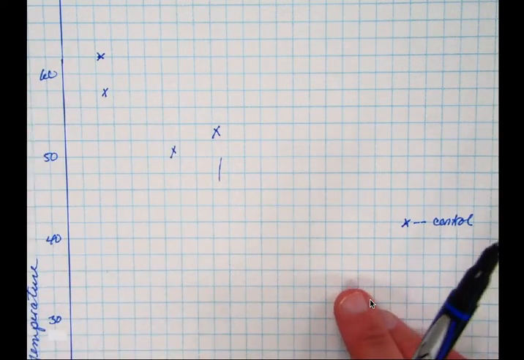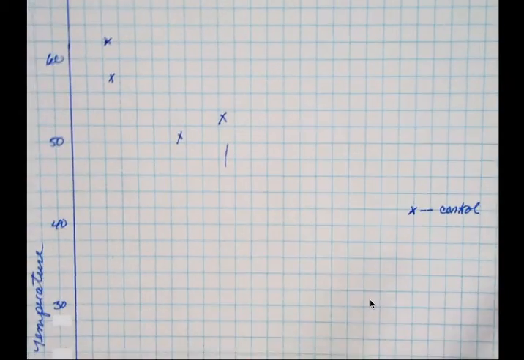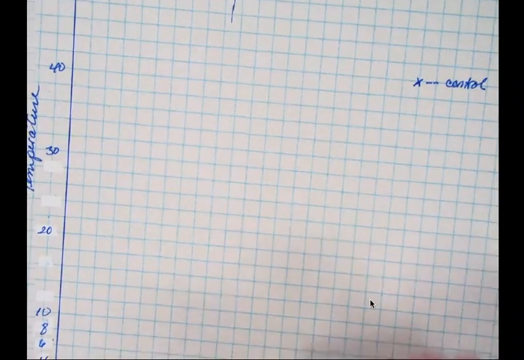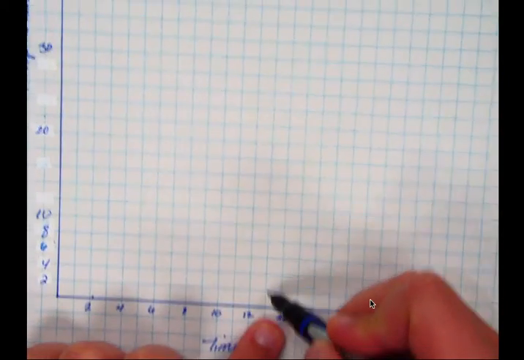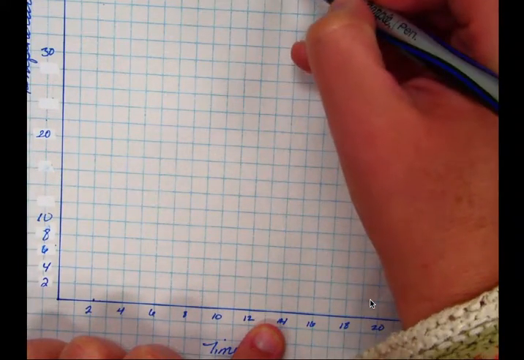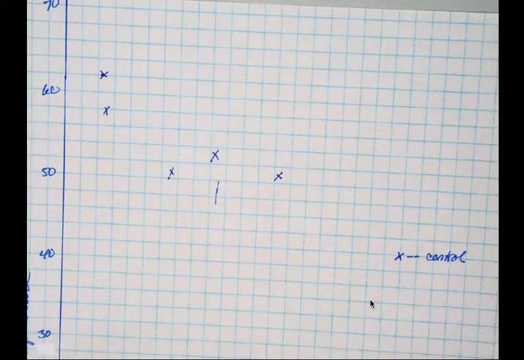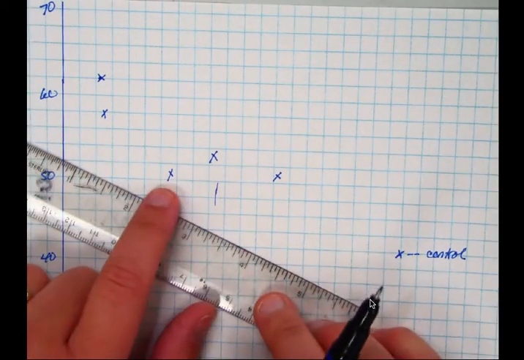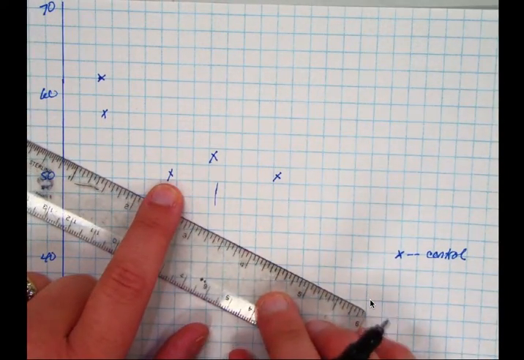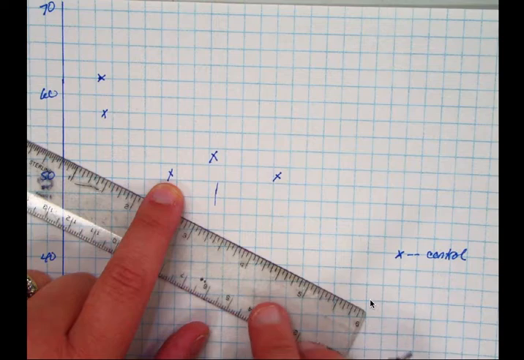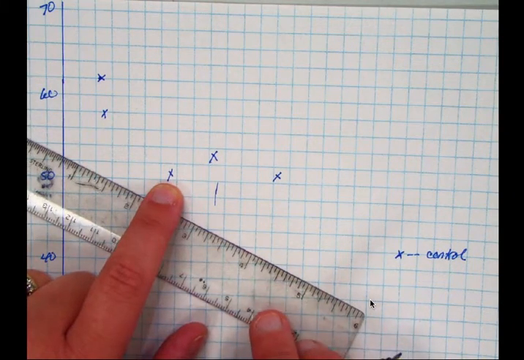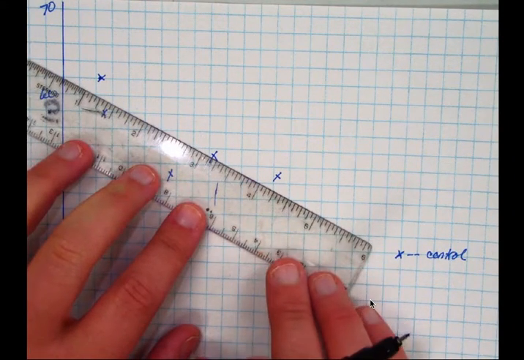No, I'm not. I'm going to put one more data point on there. 13.2 and 51. So that's telling me that this data point right here is probably an anomaly. It's probably an outlier. So I'm going to kind of ignore that one.